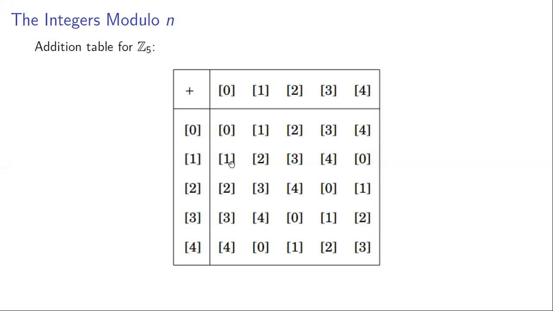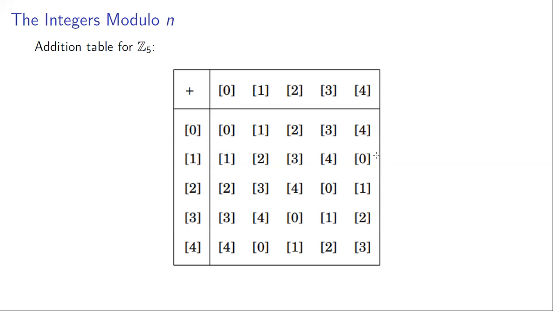Now, what about 1 plus 1? So 1 plus 0 is 1, 1 plus 1 is 2, 1 plus 2 is 3, 1 plus 3 is 4. Now, when we get to the next one, it's tricky. 1 plus 4 really should be 5, right? But there is no 5 here. There's just 0 through 4. So the equivalence class of 5 is equal to the equivalence class of 0.